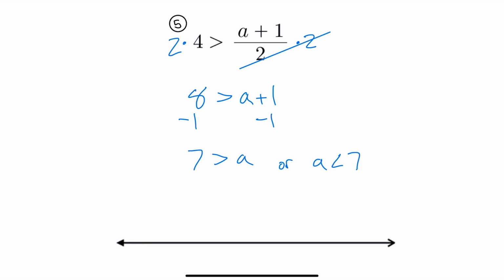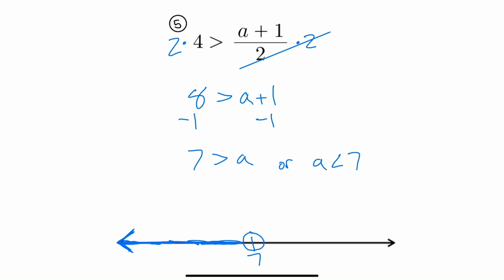So let's do that. We have 7 in the middle. And now we're saying a is less than 7. So since it doesn't have that equal to line underneath, we're going to keep it an open circle and then go in that direction it tells us, that is the less than direction, this way.